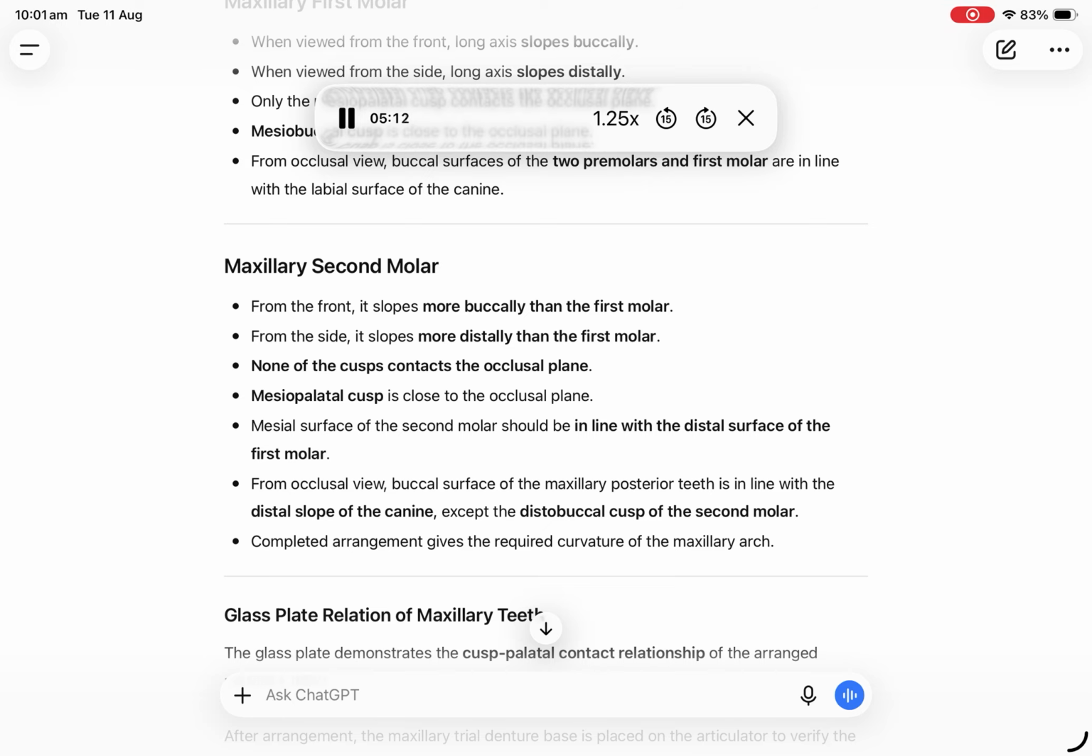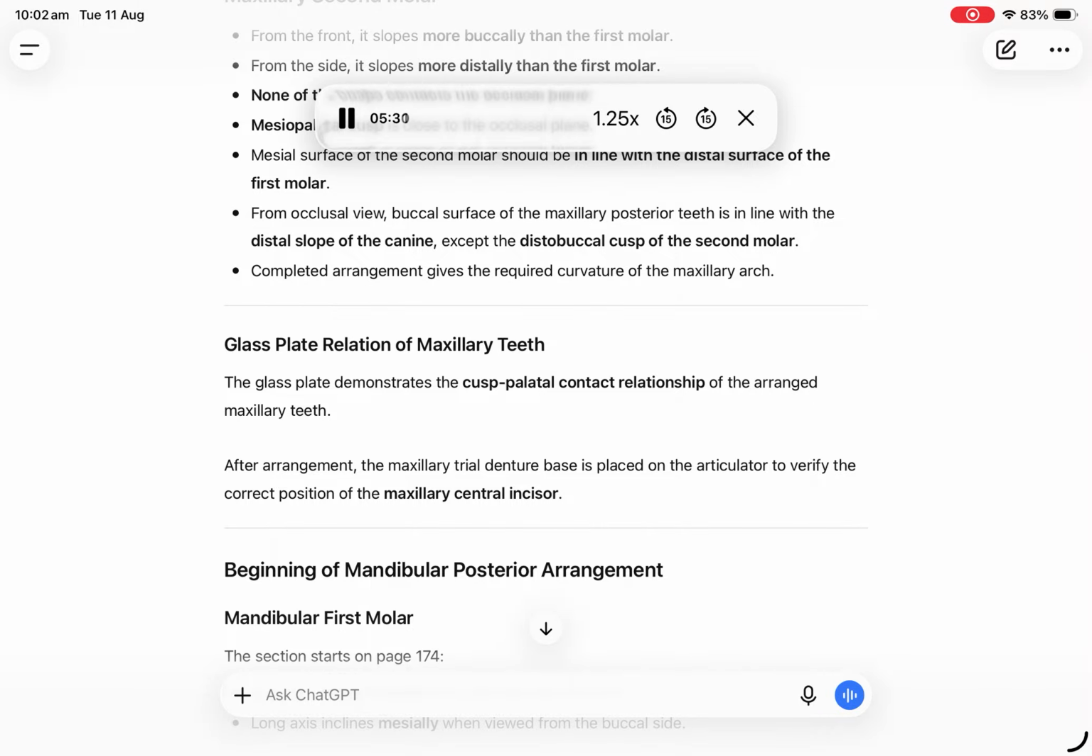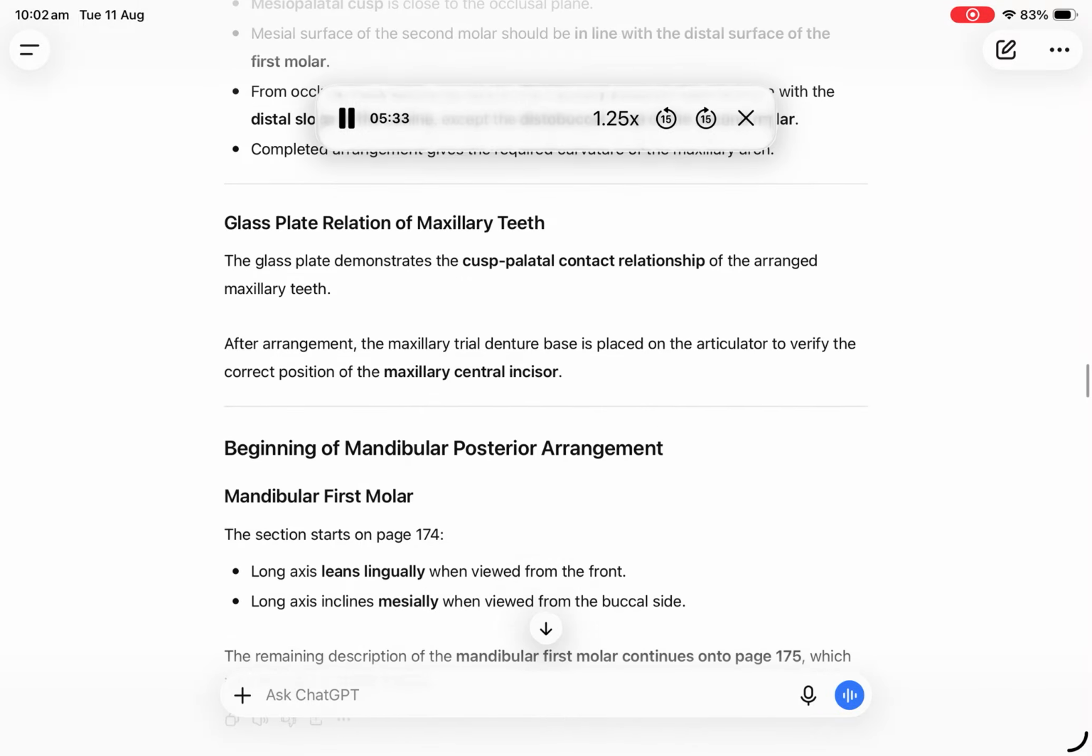From occlusal view, buccal surface of the maxillary posterior teeth is in line with the distal slope of the canine, except the distobuccal cusp of the second molar. Completed arrangement gives the required curvature of the maxillary arch. Glass plate relation of maxillary teeth. The glass plate demonstrates the cusp-palatal contact relationship of the arranged maxillary teeth.